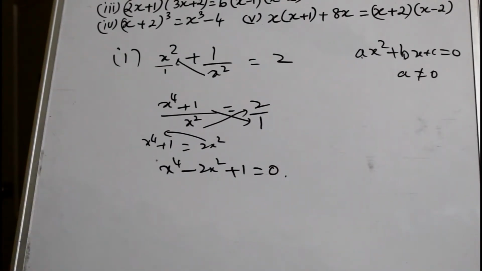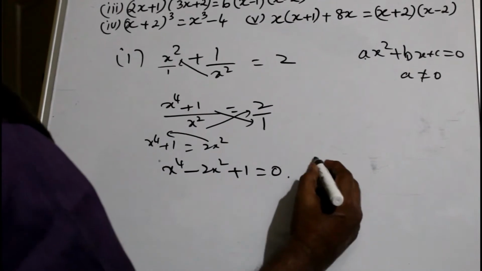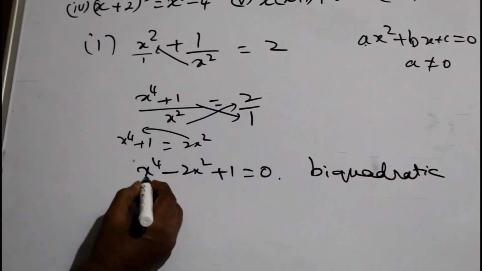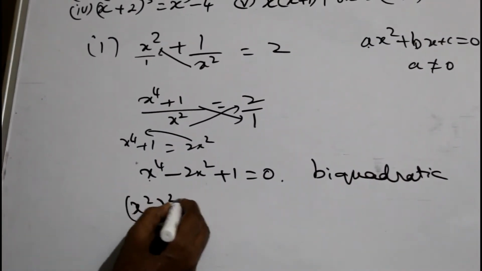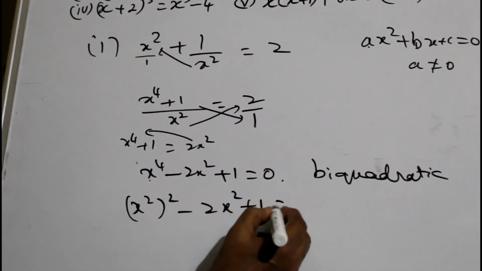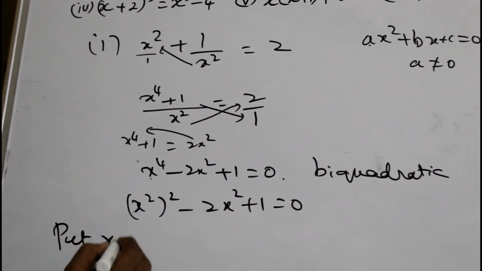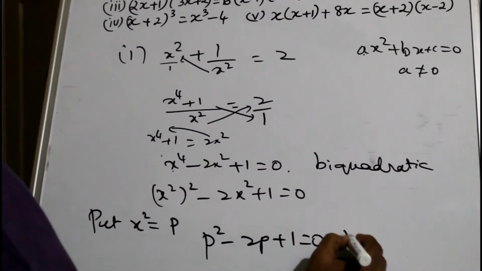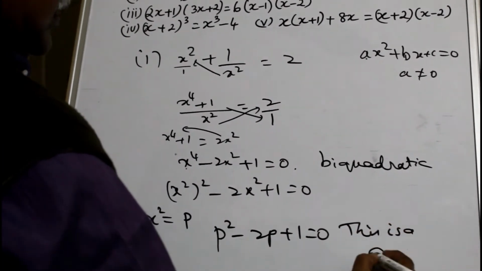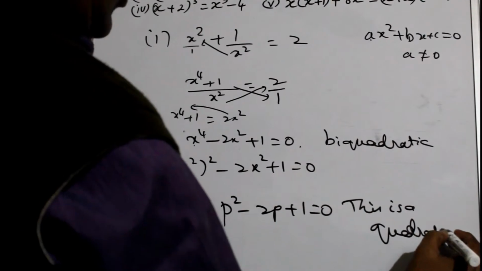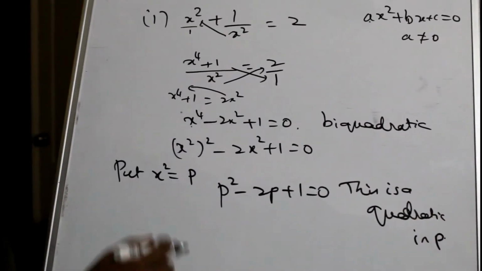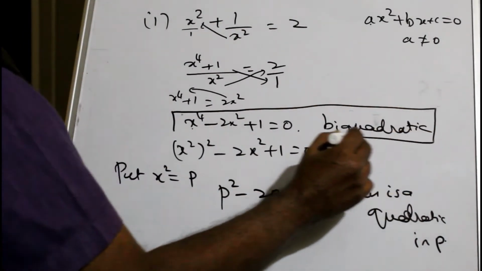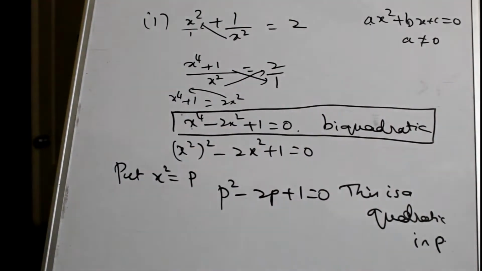Now this is power 4. So it is not a quadratic. It is called biquadratic. Though this x power 4, we can write like this: x square the whole square minus 2x square plus 1 equal to 0. If you put x square equal to p, you get p square minus 2p plus 1. This is a quadratic in p. So, though we converted it, strictly speaking, this x power 4 minus 2x square plus 1 is called a biquadratic, power 4.